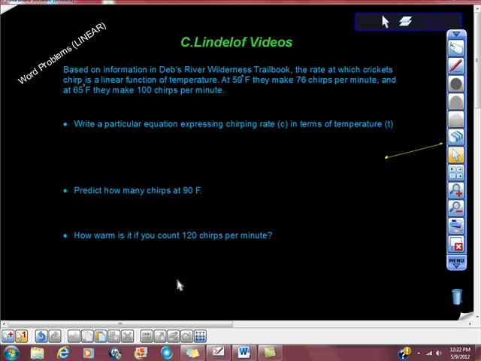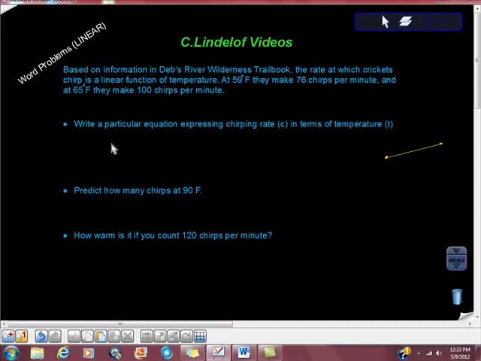Okay, so here's an Algebra 2 word problem. It says, based on the information in Deb's River Wilderness Trail book, the rate at which crickets chirp is a linear function of temperature. It also says that at 59 degrees Fahrenheit, they make 76 chirps per minute, and at 65 degrees Fahrenheit, they make 100 chirps per minute. The first thing we're supposed to answer is to write a particular equation expressing chirping rate in terms of the temperature.